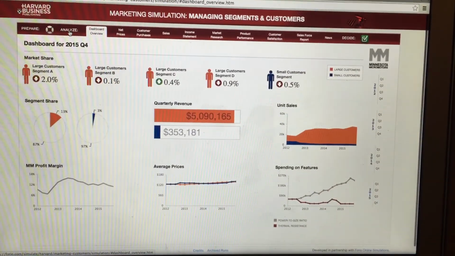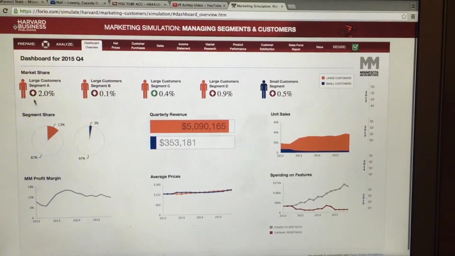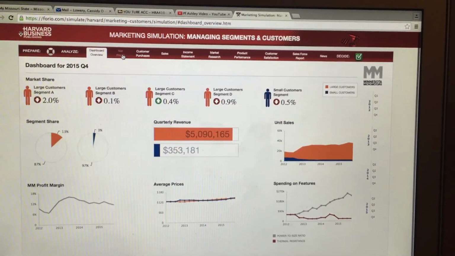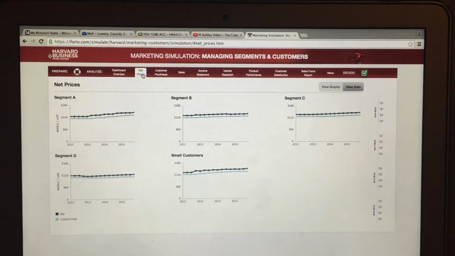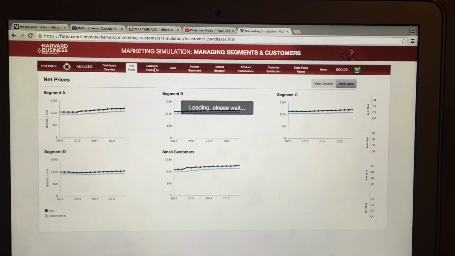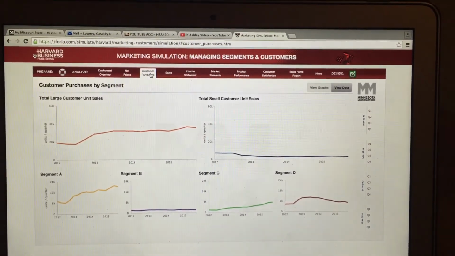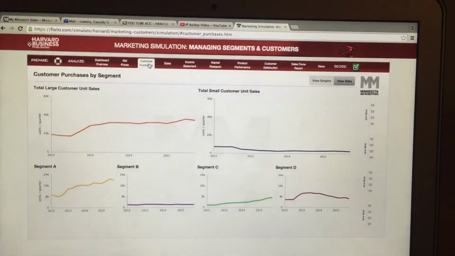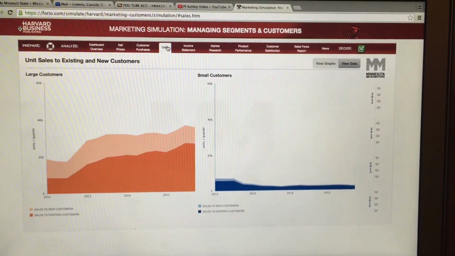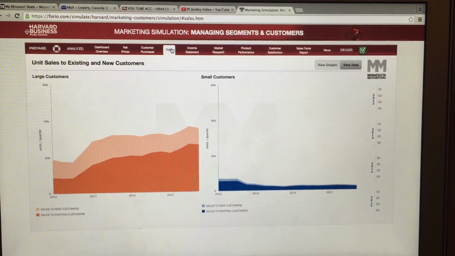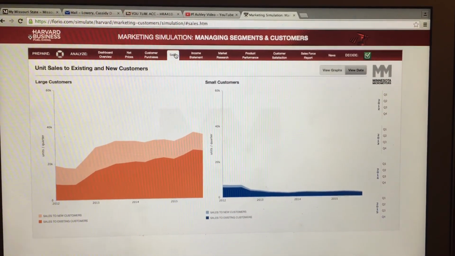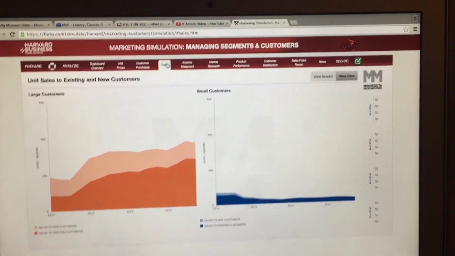It starts out with the dashboard. It has the market share, the segment share, profit margins, kind of just an overview of everything. Next is the net prices, which shows how much each customer pays each quarter. Next is customer purchase, which goes along with that, but shows how much product each segment is purchasing individually. In the sales segment, it shows total sales and how much money was actually spent. It also shows who is spending more as far as large and small customers.